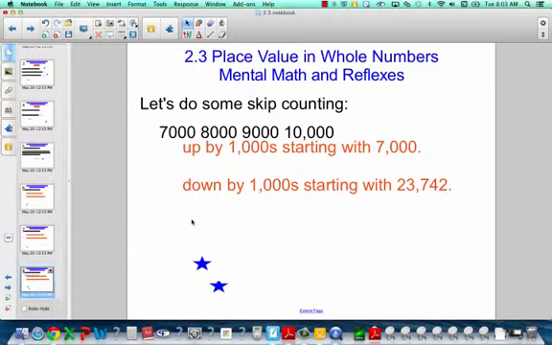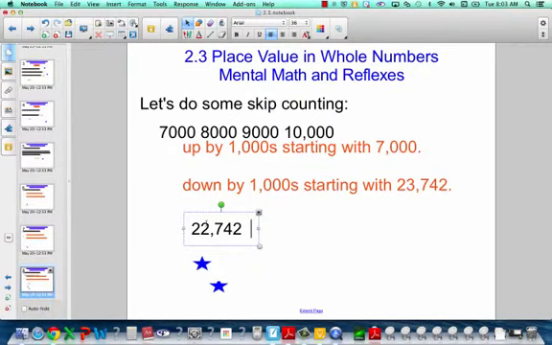Down by thousands, 22,742. See how that thousands number is the one being affected? 21,742. 20,742. Notice it's always this thousandth number that gets changed and nothing else.